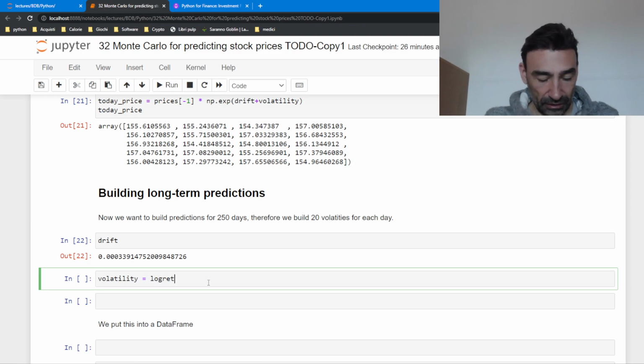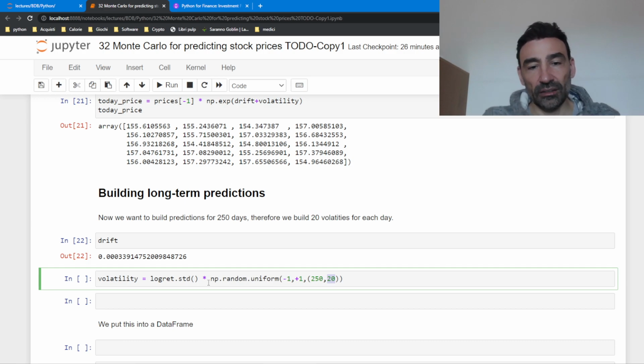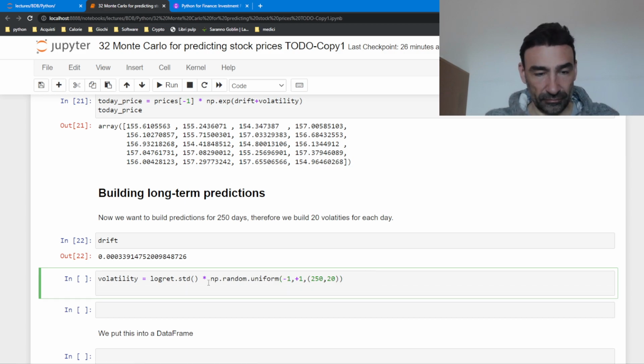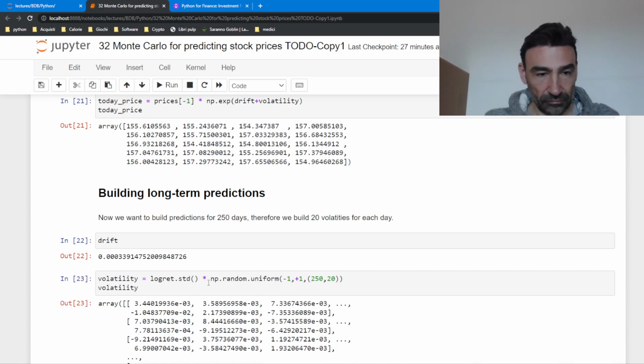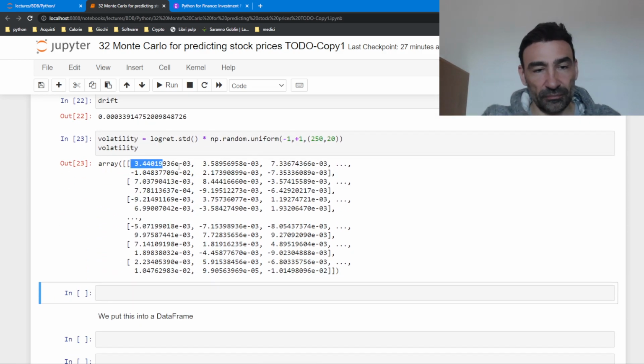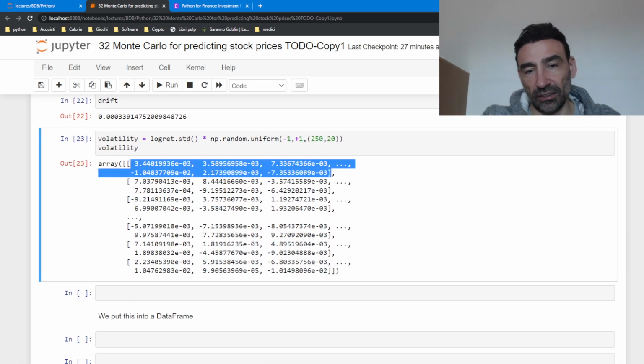Okay, we just rebuild the volatility: log ret std by np.random.uniform -1 +1, and now we build 250. So we build 20 data for 250 times. And here you can see, these are 20 data, there are the dots for 250 times. Okay, very well.